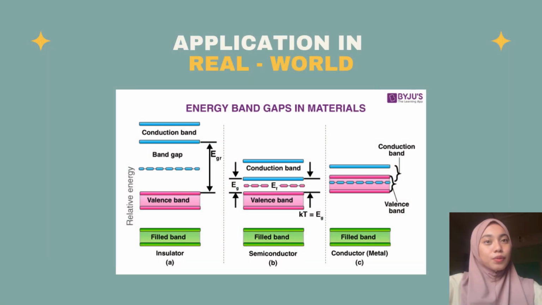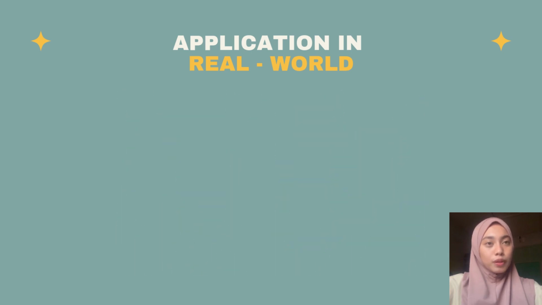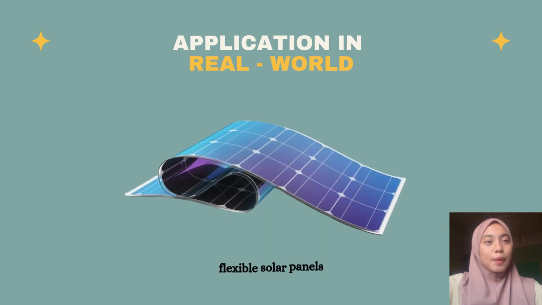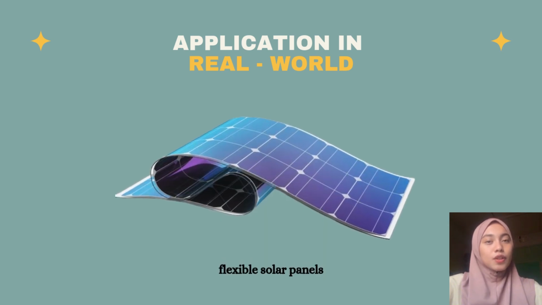This gives rise to three types of materials, which are the conductors, semiconductors, and insulators, depending on the size and position of these bands. In semiconductors, the energy gap between the valence and conduction band is small, so electrons can be excited into the conduction band when energy like a photon is absorbed. This concept is applied directly in flexible solar panels.